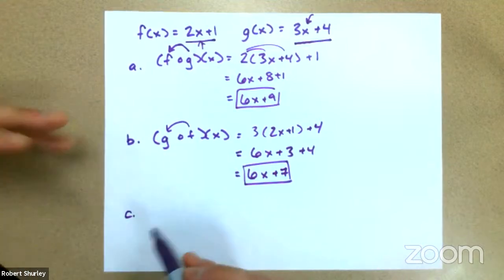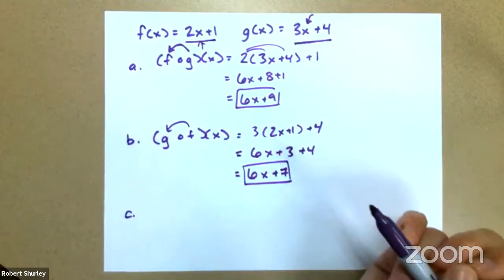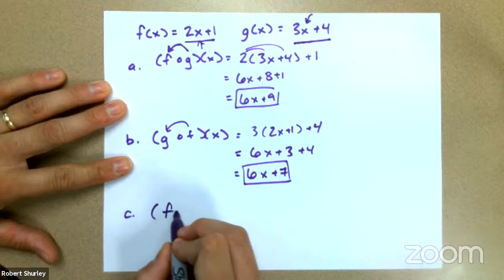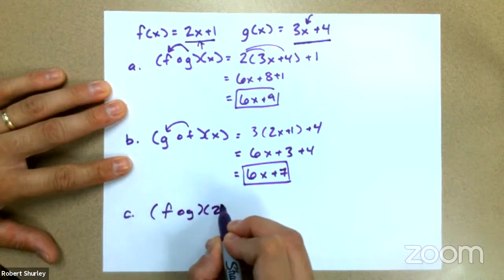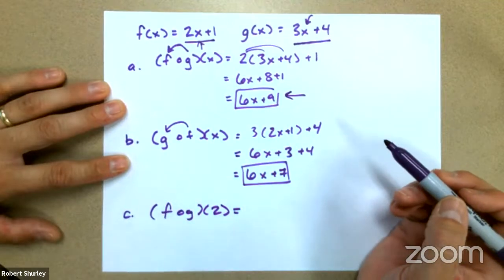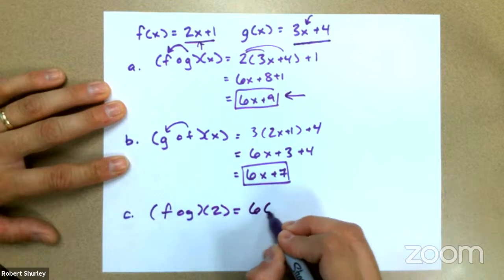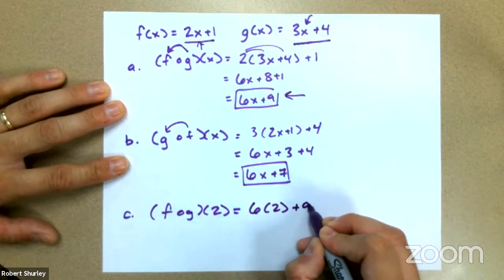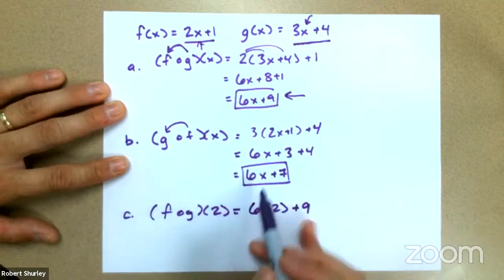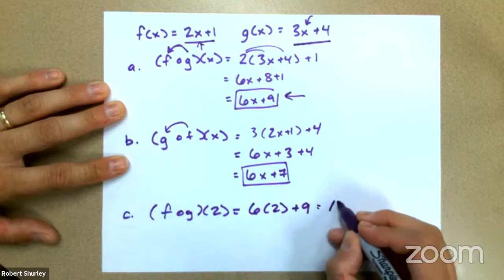So part C though, let's add a number in here, and this is what's a little different than the composition or the combinations. So for part C, if I ask you for, let's say, f composed of g of 2, look, I've got f composed of g of x. I've got the equation already, so now I'm going to plug 2 into that. So 6 times 2 plus 9. Since I know f composed of g of x is this equation, well, now my x is 2. So I'm going to plug it into there. So I get 12 plus 9.